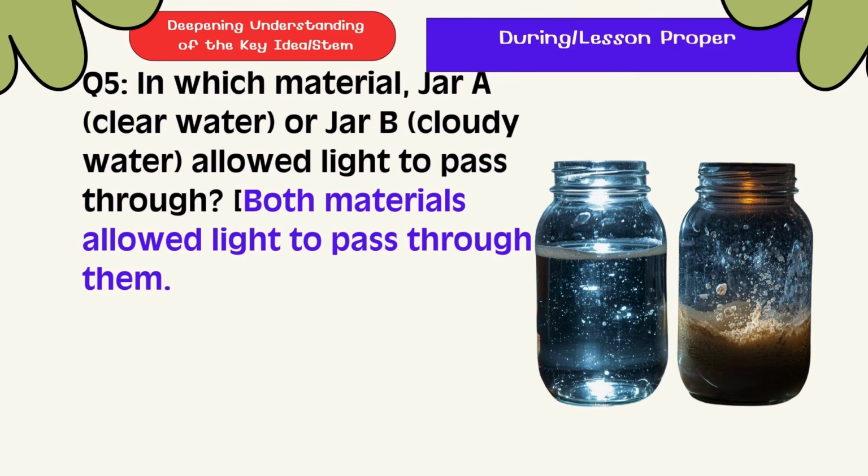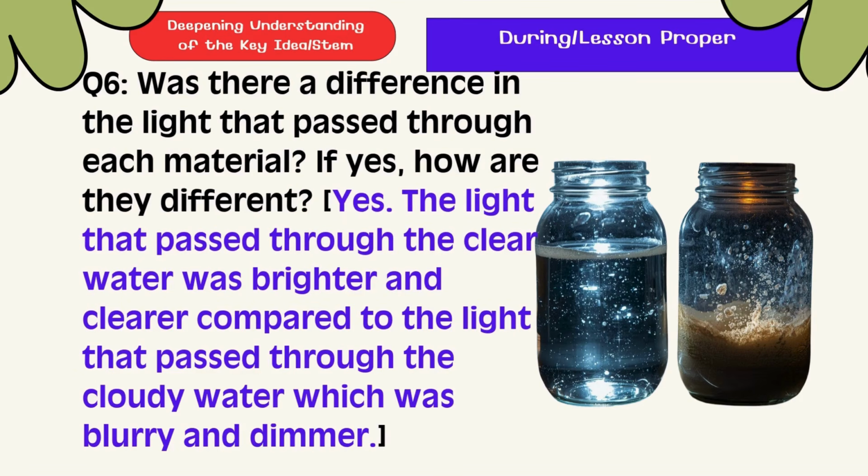Question 5. In which material, jar A for clear water or jar B, cloudy water, allowed light to pass through? The answer is both materials allowed light to pass through them. Question 6. Was there a difference in the light that passed through each material? If yes, how are they different? Yes, the light that passed through the clear water was brighter and clearer compared to the light that passed through the cloudy water, which was blurry and dimmer.